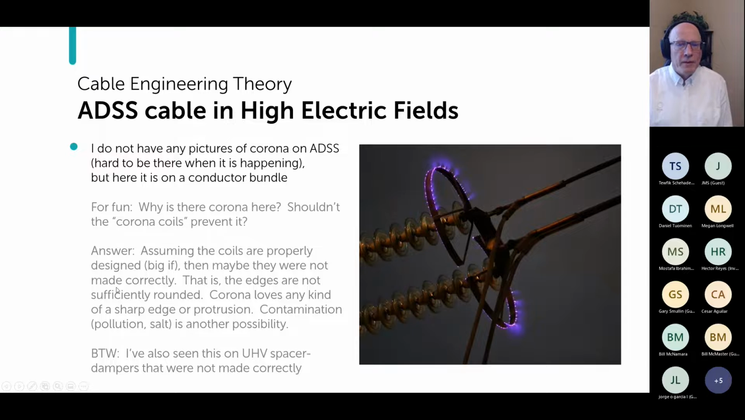If the corona coils are designed properly, and I have no way of knowing just from this picture, then it could be that when they were made, the edges were not sufficiently rounded, or that with time, contamination, pollution or salt water has accumulated on them, and now you're getting corona. But it was interesting to me to find pictures of corona on corona coils, and then I myself have seen this on UHV spacer dampers, and I knew for a fact in that instance that was because the dampers had not been made properly. The design was good, the actual manufacturing process didn't leave the surfaces smooth enough.